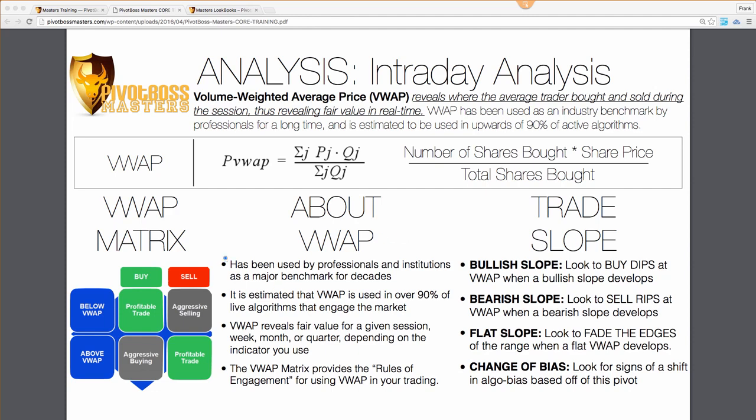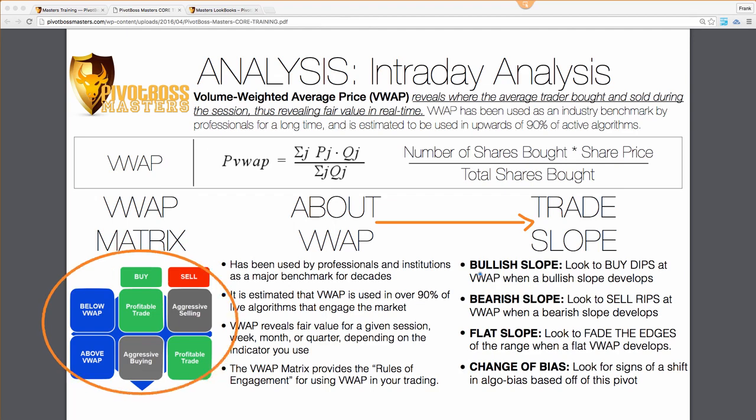With regards to VWAP, everything can kind of be shown right here off of the VWAP matrix. And the VWAP matrix basically shows you the rules of engagement for using VWAP, right? And this is basically the general approach to using VWAP. And it's trade slope. And that's what this all kind of boils down to.